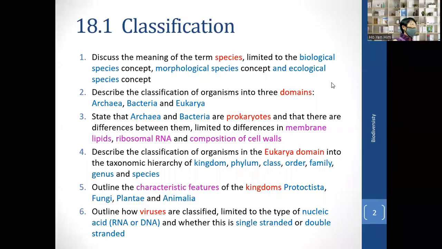So today's lesson is about classification. Number 1 until number 6 is all about classification. I'll introduce you to those classifications again as we go along. Okay.